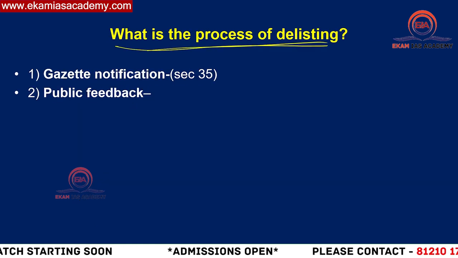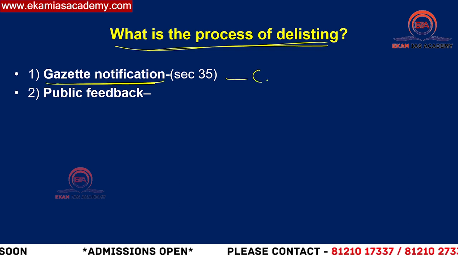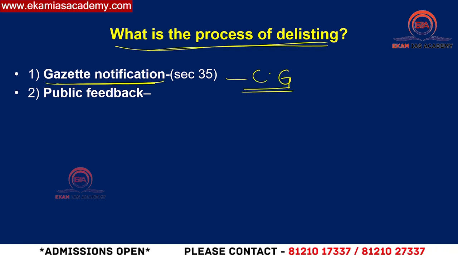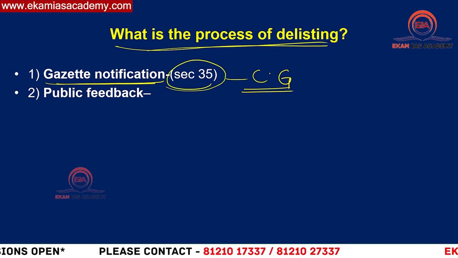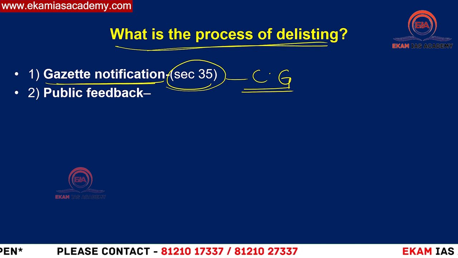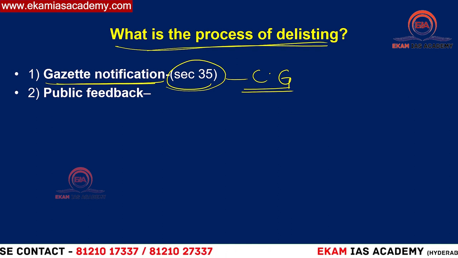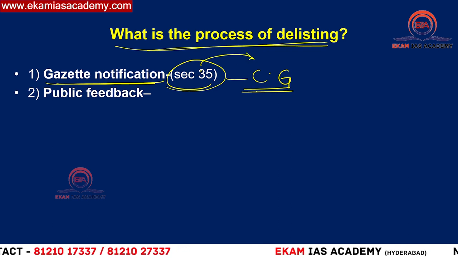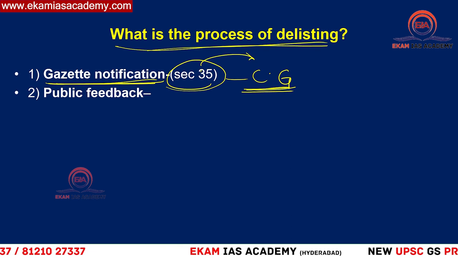Now, what is the process of delisting? How they will be delisting is, first a gazette notification will be issued. By whom? The central government. Okay, the central government will be issuing a gazette notification according to Section 35 of the Ancient Monuments and Archaeological Sites and Remains Act, 1958. According to that, Section 35 gives the powers to the central government to issue a notification of delisting.